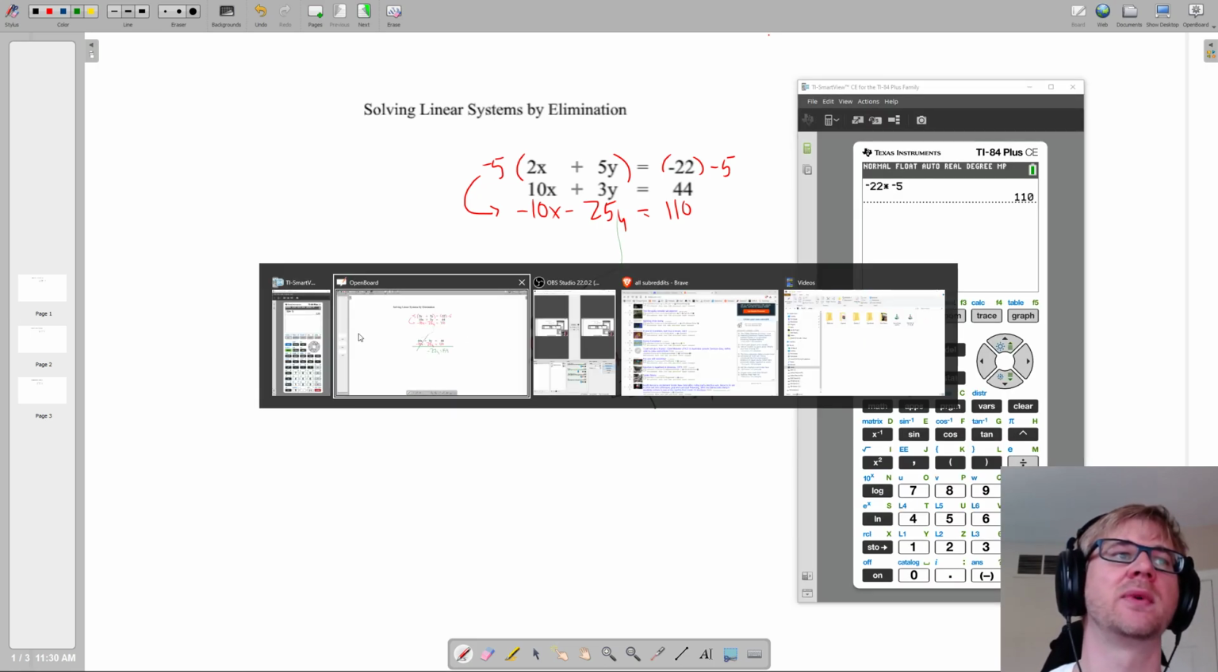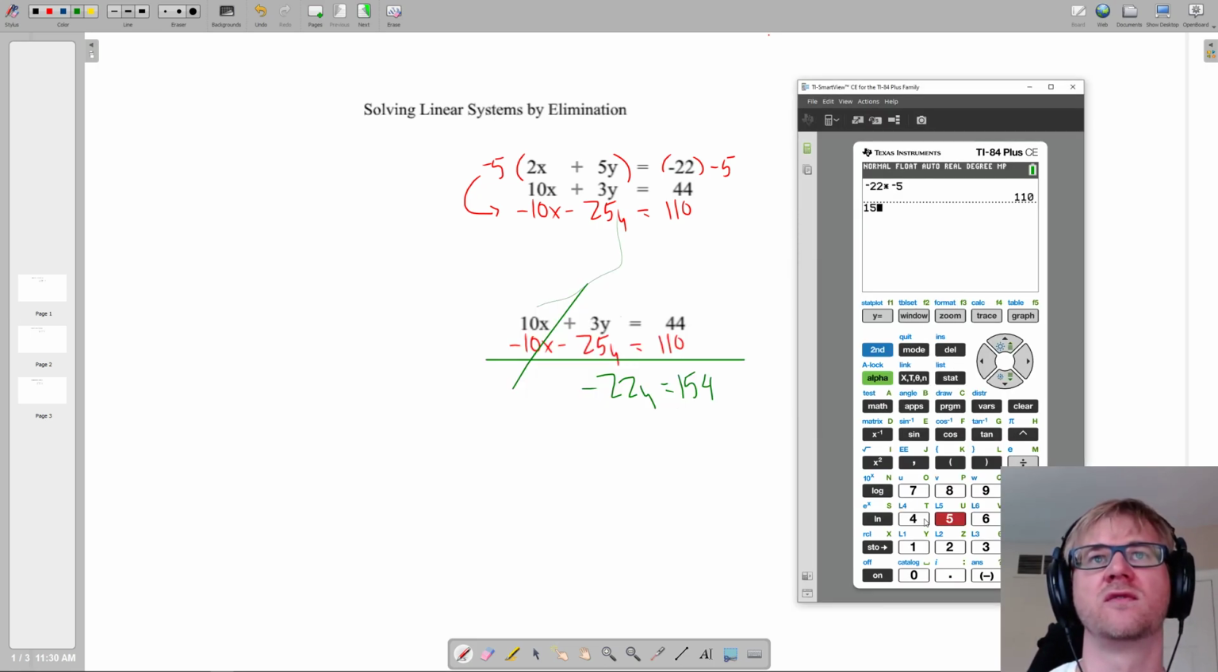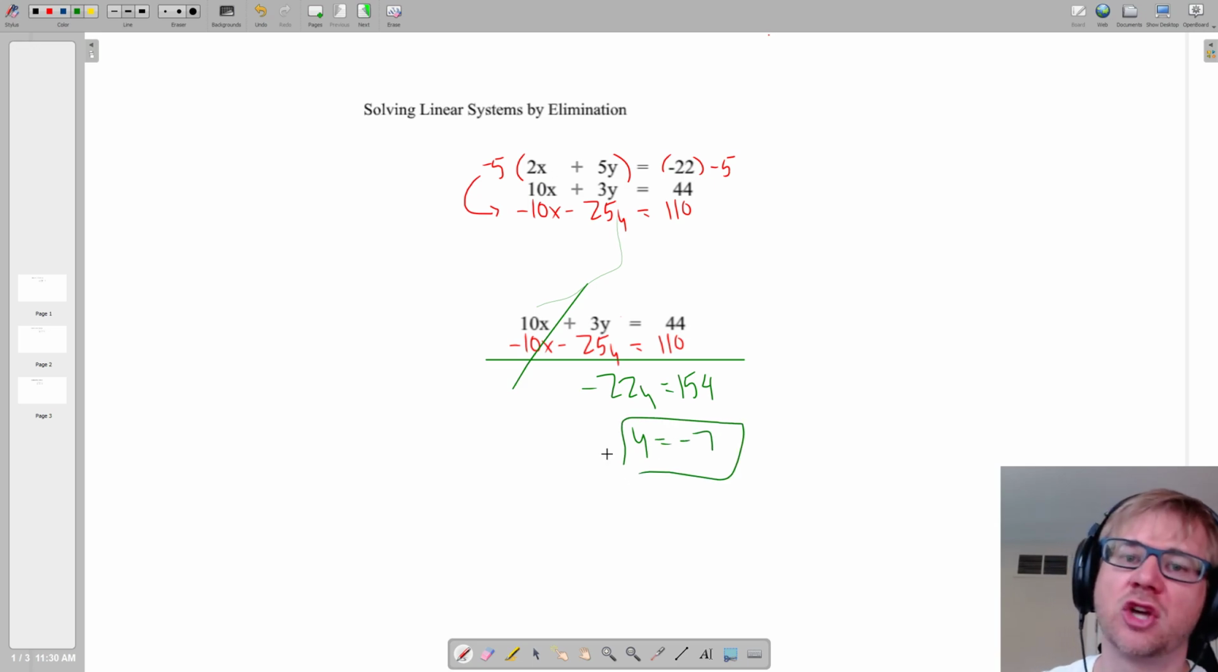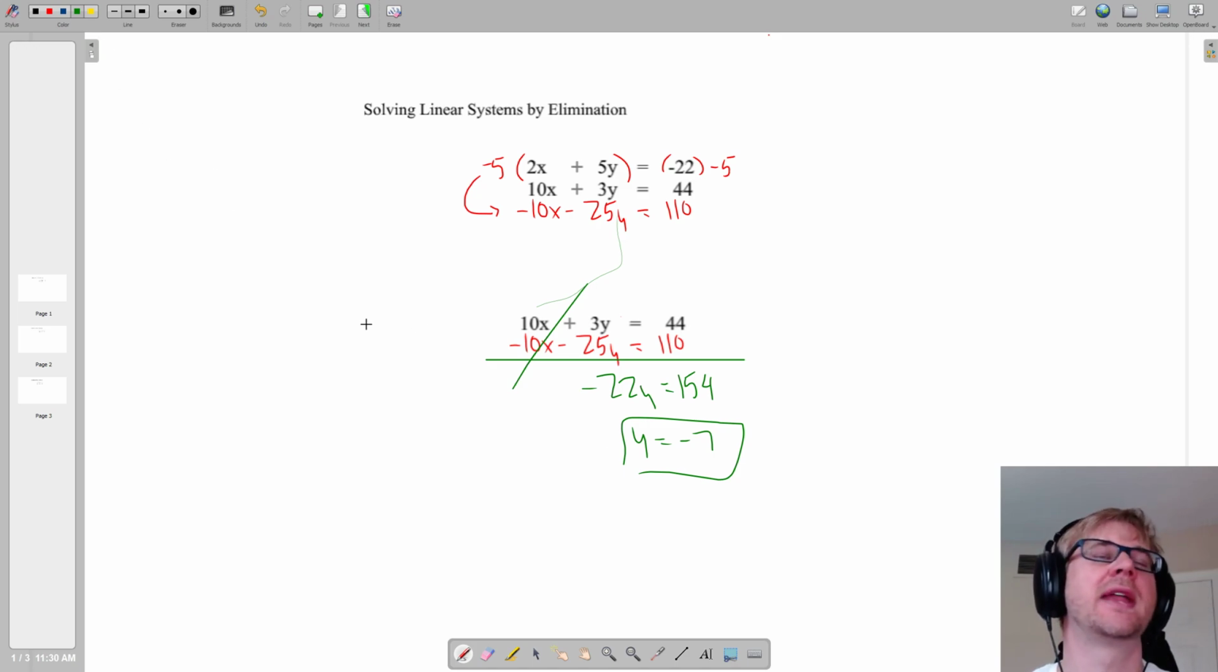Now that we have that, we can very easily solve for y. 154 divided by negative 22 is negative 7. So y equals negative 7. Now, you have y, but you still need to go back and get x. To do that, you need to pick an equation that looks easier. It doesn't really matter which one. You can pick the top one or the bottom one. I'm going to pick the top one, but I'm not sure it really matters in this problem.